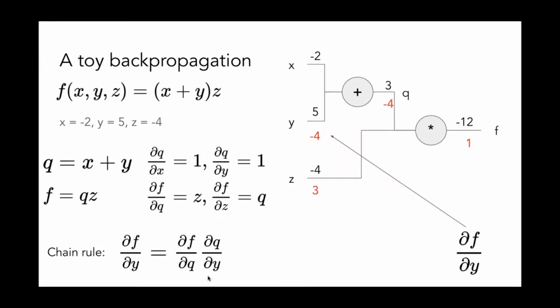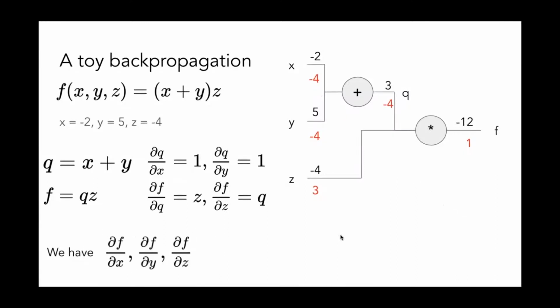So I can calculate dq over dy, and I can do that because dq over dy is 1. So what I obtain is that the -4 gets copied over here, and the same holds for x. Now we have calculated df over dx, which is -4, df over dy, which is -4, and df over dz, which is 3. This number expresses the contribution of the single variables towards the result.